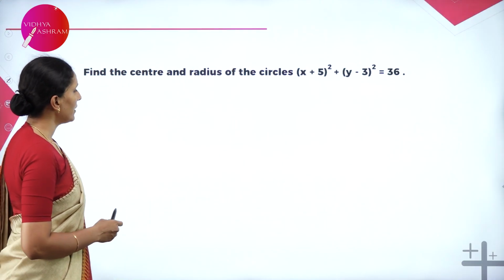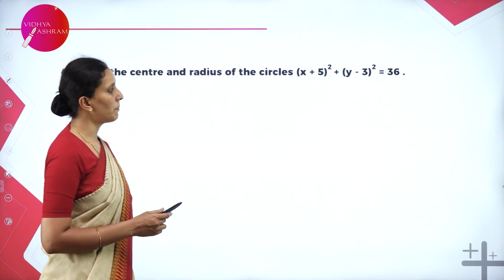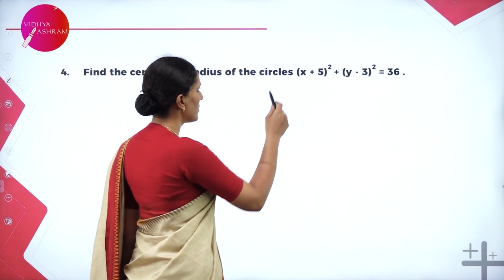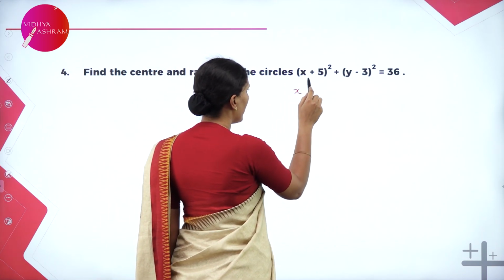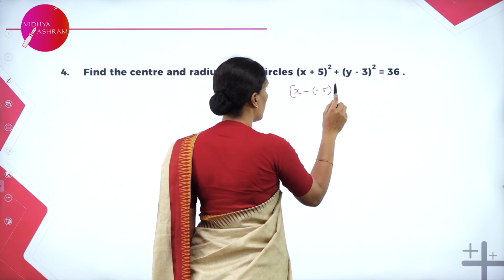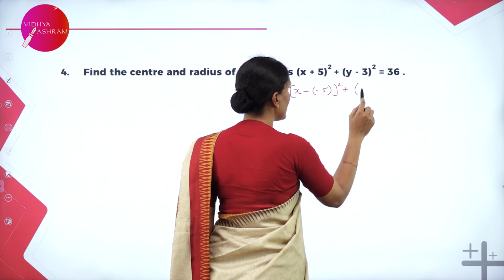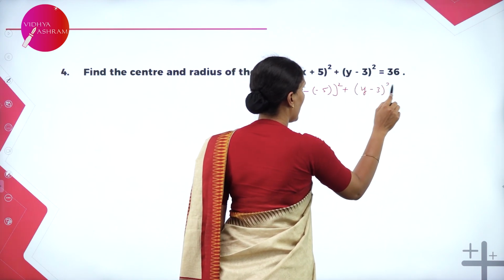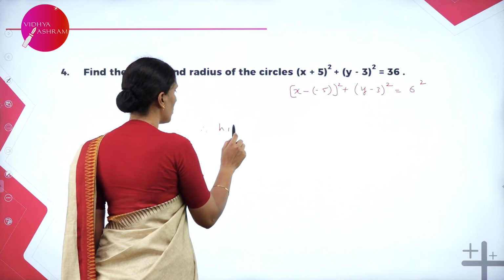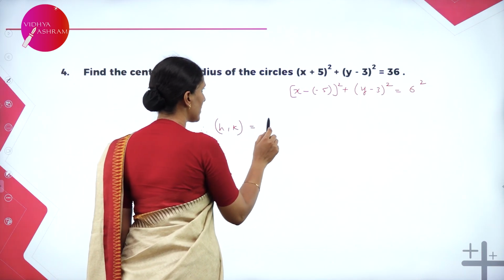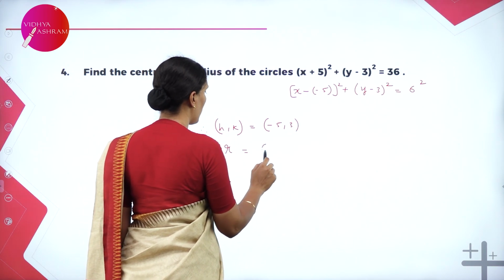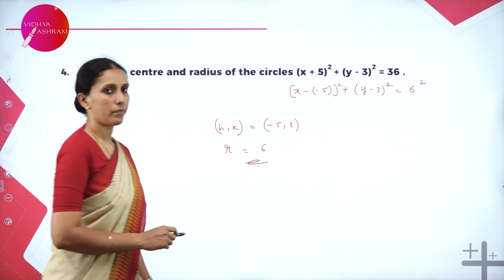Next one. Find the center and radius of the circle (x plus 5) whole square plus (y minus 3) whole square is equal to 36. So it's the direct substitution. We can write this in the form of (x minus of minus 5) whole square. This is as it is. And here 36 can be written as 6 square. So therefore h comma k is minus 5 comma 3 and r is equal to 6.